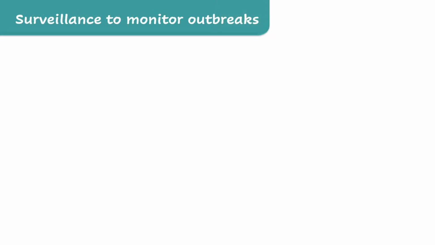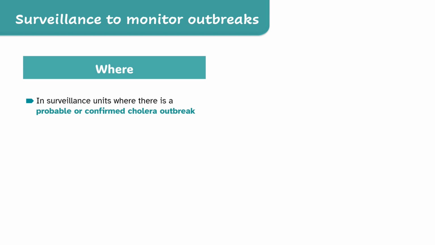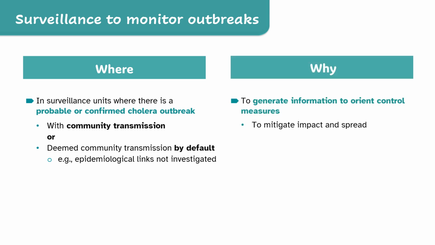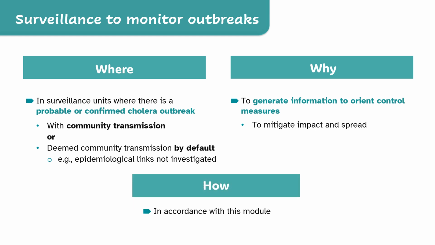Surveillance is implemented to monitor a cholera outbreak in any surveillance unit where there is a probable or confirmed outbreak with community transmission, or considered to be community transmission by default. For example, transmission is by default considered as community transmission in surveillance units where epidemiological links between cases are not investigated. The surveillance objective is then to continuously generate information to orient control measures to mitigate the impact and the spread of the outbreak. For surveillance to reach this objective effectively, it should be implemented in accordance with the recommendations outlined in this module.